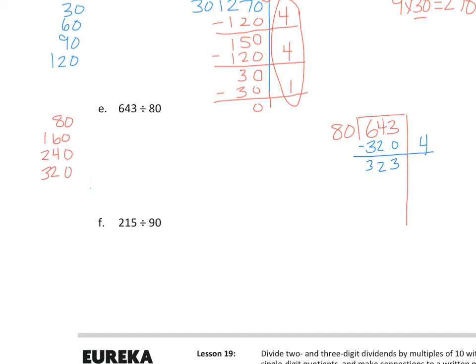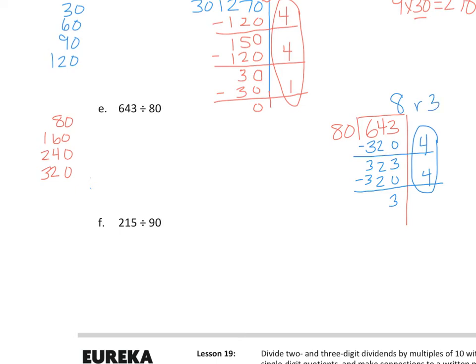Well, guess what? I can do another 320. Because that's smaller than 323. What number did I multiply by 80 to get 320? Well, that's going to be 4. What's left over? 3. 3 is left over. That means 3 is smaller than 80. I can't divide anymore. So I'm going to go ahead and say, okay, here's our quotient. 4 plus 4 is 8 with a remainder of 3.